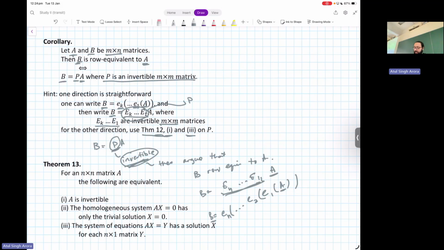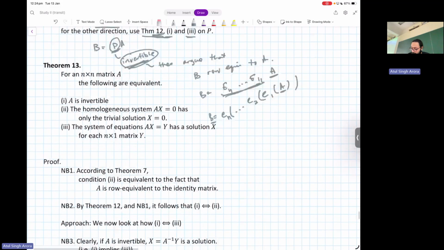So this is basically telling you that it's nice to have this characterization of invertible matrices. From the fact that P is invertible, we know that P can be written as a product of elementary matrices, and that allows us to show that two matrices are row equivalent. Is that right? Well, any questions?